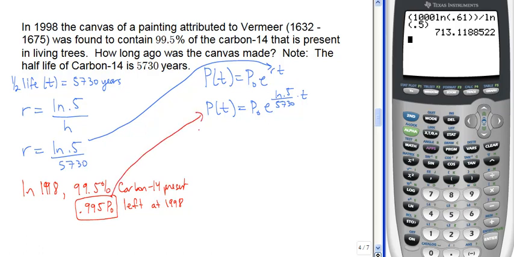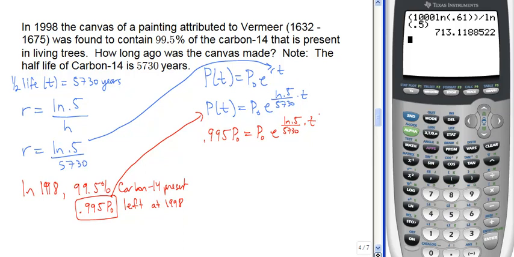So that's going to be our p-value, and we're going to solve this for t to find out what time it took for the carbon-14 to decay to 0.995%, or 99.5% of the original amount. So we're going to substitute in 0.995 of P sub 0, so 99.5% of the original amount, and we're going to find out what time it takes for this carbon-14 to decay by that much. So we're solving for t.